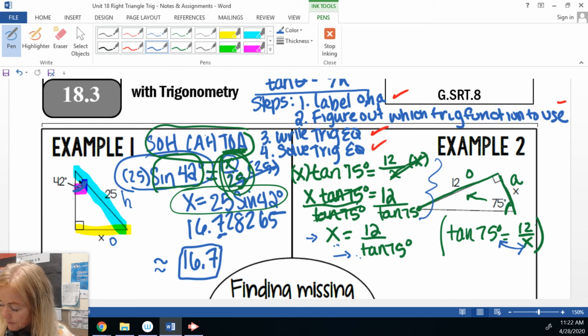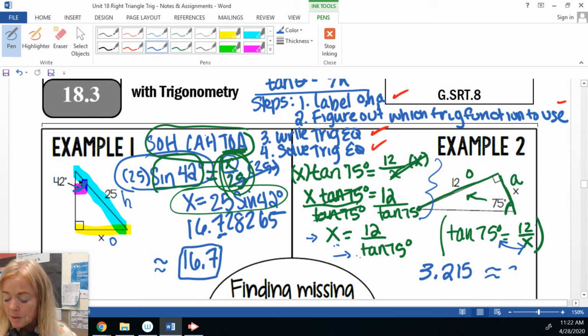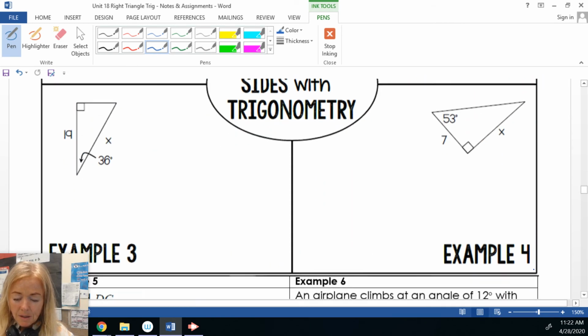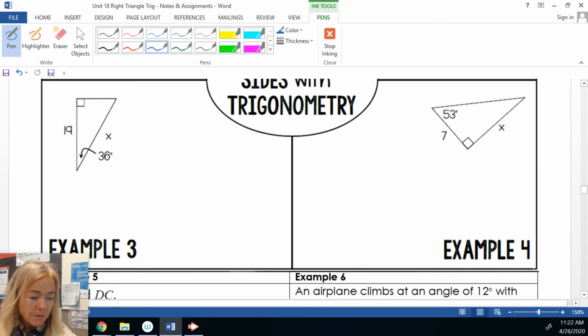Let's see. This gave it to me in radicals. So let me switch it. 3.215. That's going to be approximately 3.2. All right. So that's what we're going to do. I have one more minute to teach before my stuff's going to go away. I'm going to do one more.